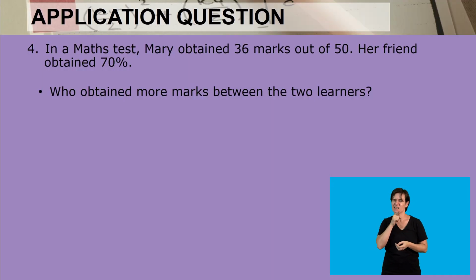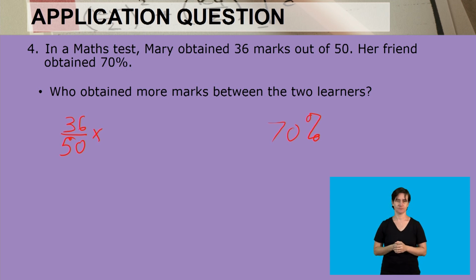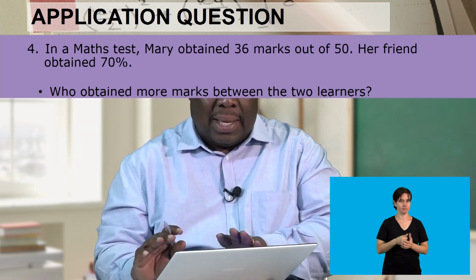In a maths test, Mary obtained 36 marks out of 50. Her friend obtained 70%. Who obtained more marks between the two learners? The first one, Mary, is 36 divided by 50, which means it's a fraction. The friend obtained 70%. We can't compare a percentage and a common fraction. We need to convert the common fraction to a percentage such that we are able to compare two percentages. So that's how we work in this sum.